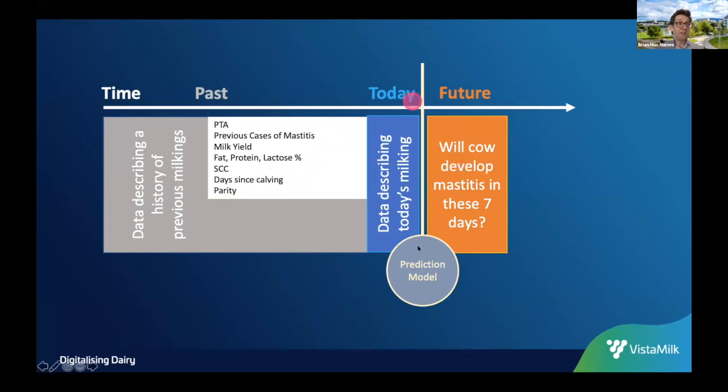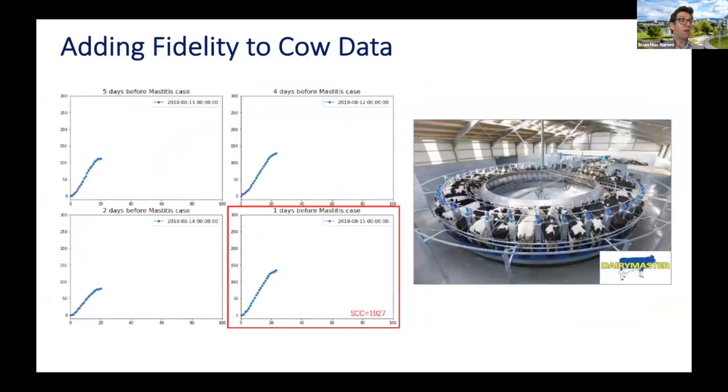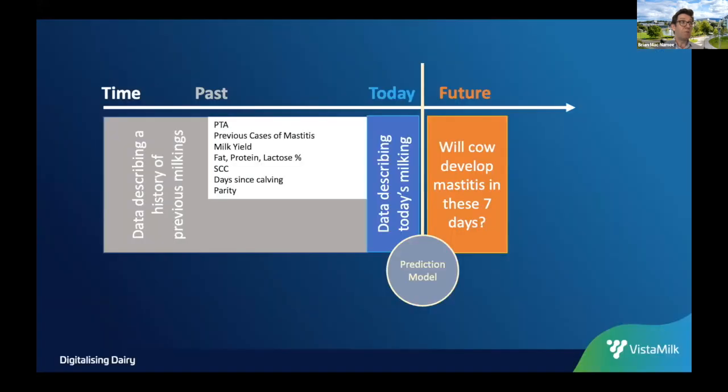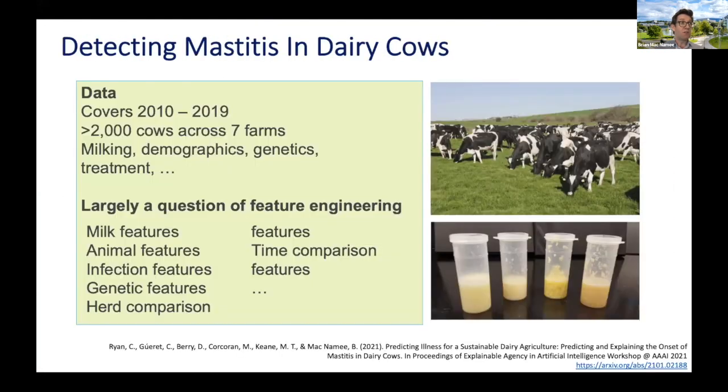So looking at this slide, based on data that we can collect today about milking that's taken place, and a little bit of history of the milking that's taken place recently, we can make a prediction of how likely a cow is to develop mastitis in the coming 7 days. In this case, that tends to be the window that we look ahead. We use standard machine learning models to do that. So we use gradient boosting models, if people are familiar with those.